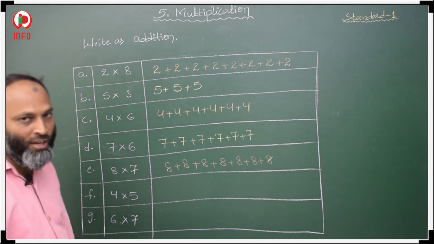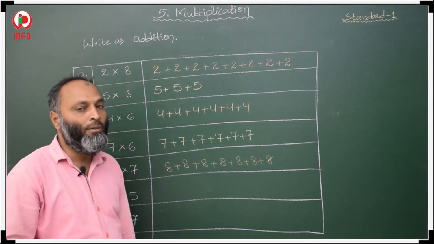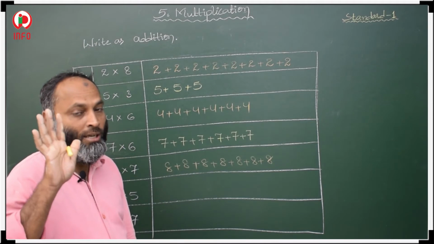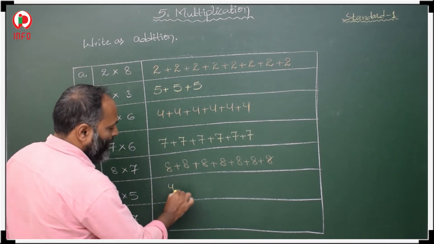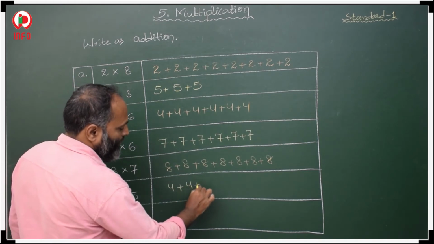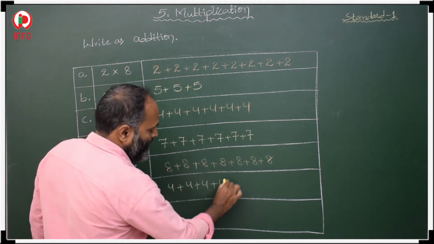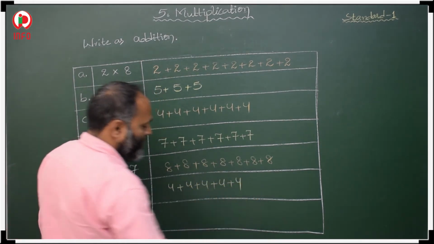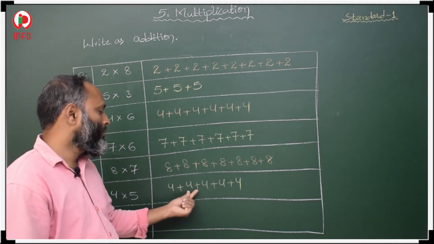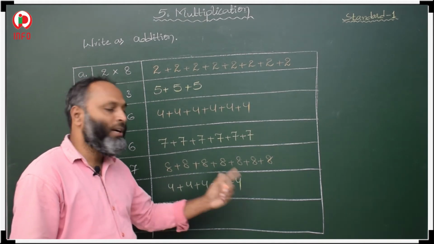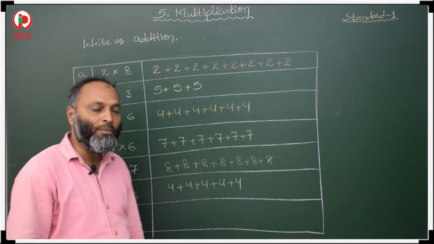4 into 5 means 4, we have to add how many times? 5 times. We have to add 5 times. 4 plus 4 plus 4 plus 4 plus 4. How many times? 5 times. 1, 2, 3, 4, 5. 5 times. 4, 5 times.